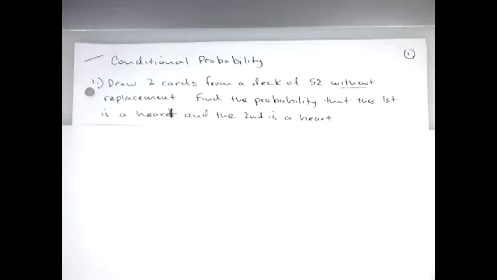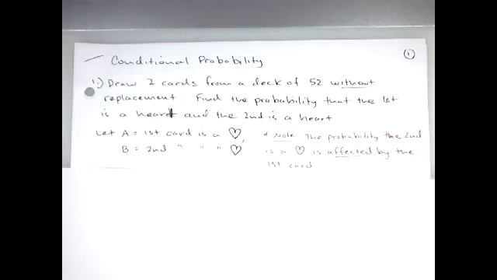All right, so now we're going to talk about what we call conditional probability. So here, let me give an example. Let's say we draw two cards from a deck of 52 without replacement. Find the probability that the first is a heart and the second card is a heart. All right, so let's label some events here.